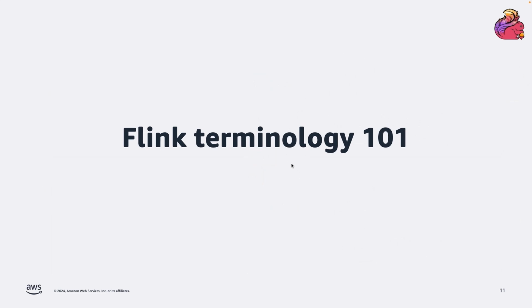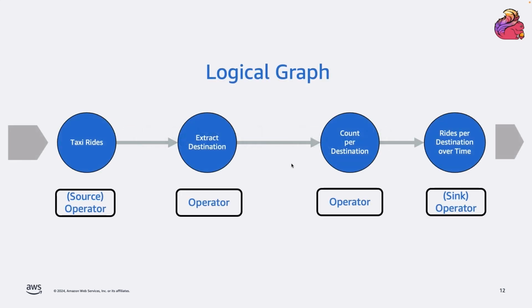In order to understand the future videos in this series, as well as some Apache Flink documentation as you're reading through, let's define some common Apache Flink terms, just so we're all on the same page. The flow of operators you define with your application code is called the logical graph. Each of the steps in your logical graph is called an operator. Sources and sinks are also called operators, but they're sometimes referred to as the source operator or the sink operator.